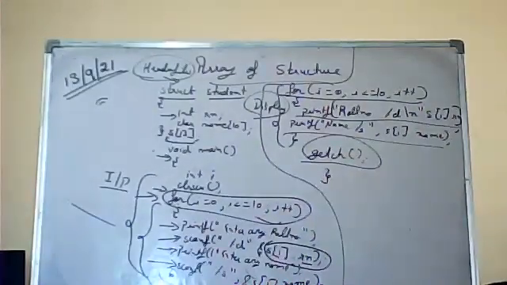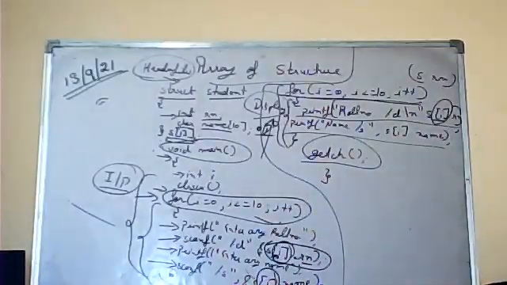Okay, repeat. So this is all about the array of structure, where we declare one struct keyword. Struct is a keyword we use, and the name of the structure is student. And this is the step-by-step procedure I just explained.